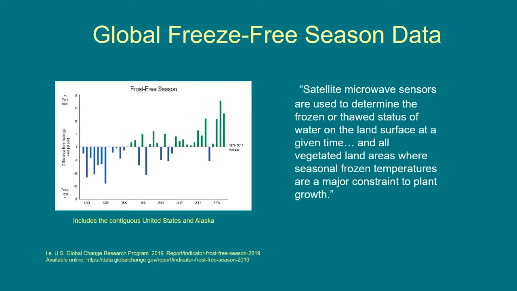Satellite microwave sensors are used to determine the frozen or thawed status of water on the land surface at a given time, and all the vegetated land areas where seasonal frozen temperatures are a major constraint to plant growth. While invaluable for identifying global trends, these data are not very practical for the home gardener or the farmer.